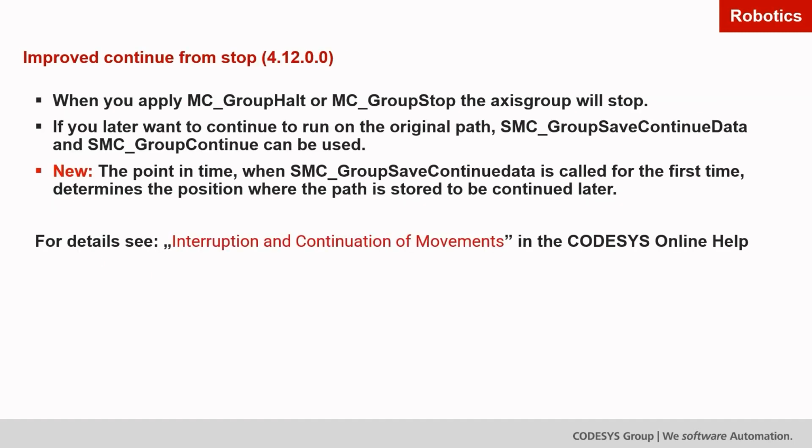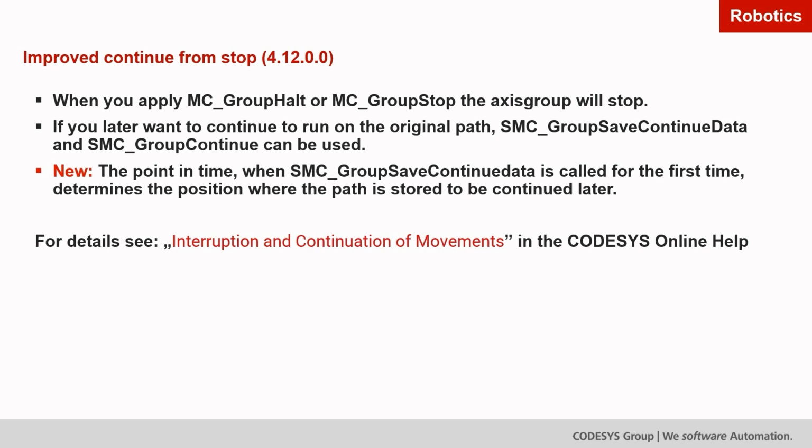Now let's move on to the robotics section. There we have an improved functionality regarding the continuation of an interrupted path. As you know, you can stop and interrupt movements of an axis group via MC group halt or MC group stop. And there was already the possibility to continue this path by means of the function blocks SMC group save continue data and SMC group continue.